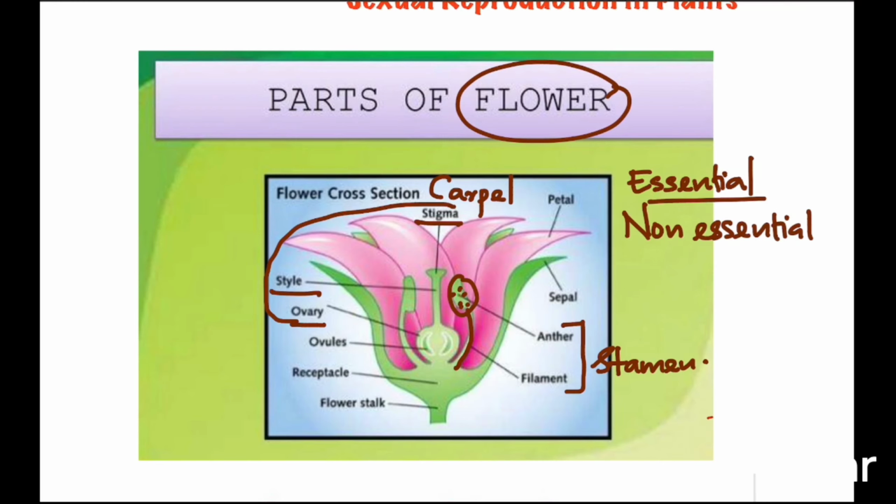Stigma is the area where the pollen grain is received. Style is a stalk-like structure which connects the ovary and the stigma. And last, the ovary, in which the ovule, the female reproductive gamete, is there. We will discuss one by one in detail.